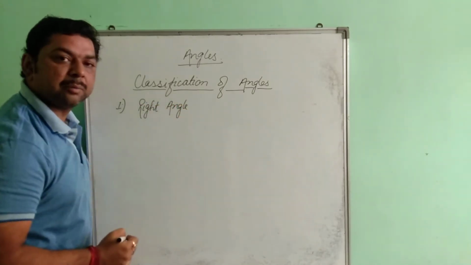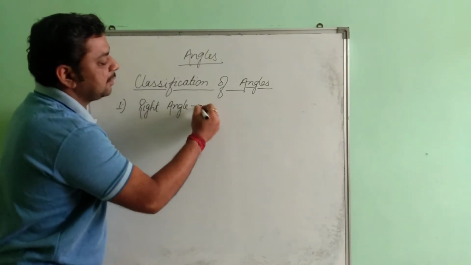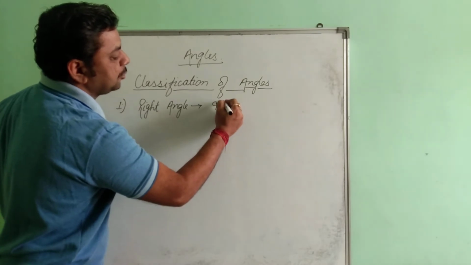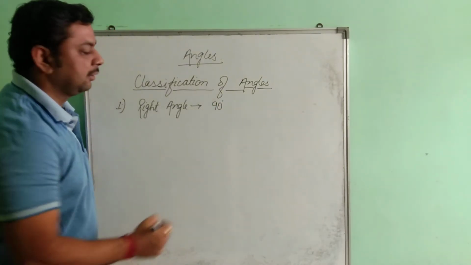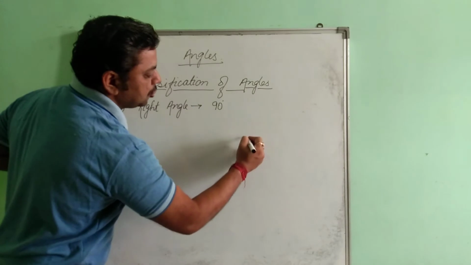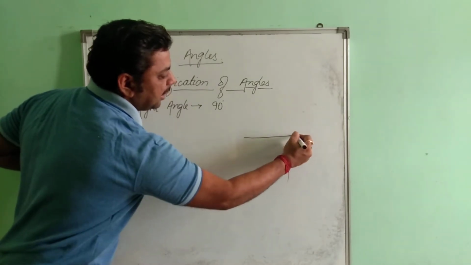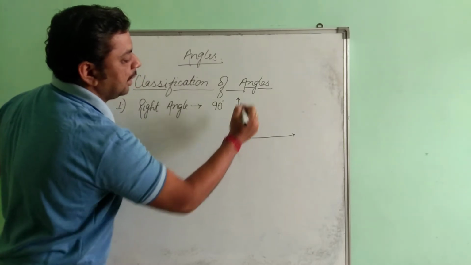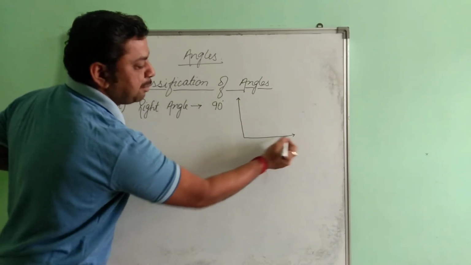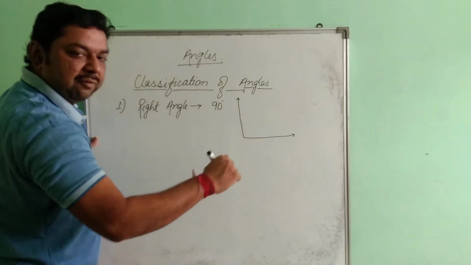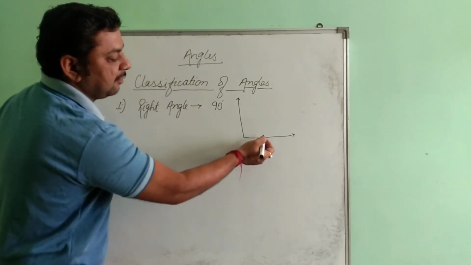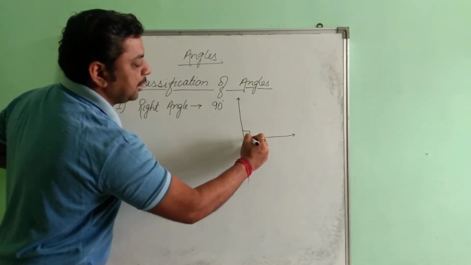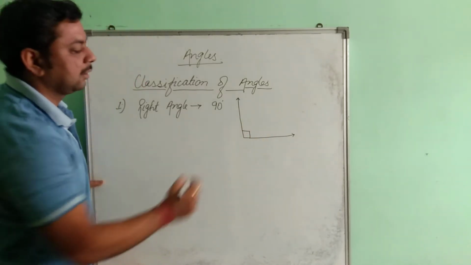Now when we are talking about the right angle, it means any angle which is 90 degrees. And how will this be made? This is your one ray, this is your second ray. Clear? The second ray is perpendicular to the first ray, or vice versa, the first ray is perpendicular to the second ray. So this would be considered a 90-degree angle. Clear?